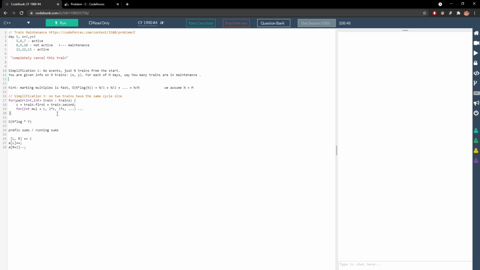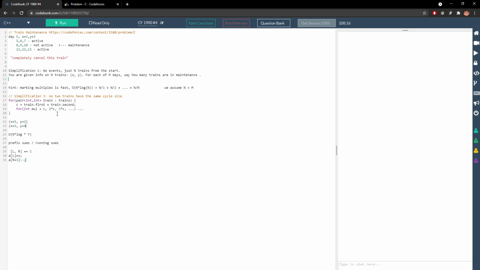But what if it's not? If it doesn't appear only once, like if multiple trains have the same cycle size, you will have, for a fixed cycle size, a distribution of intervals, because the two trains can have different intervals. So you basically want to add that whole interval to, like, yeah.